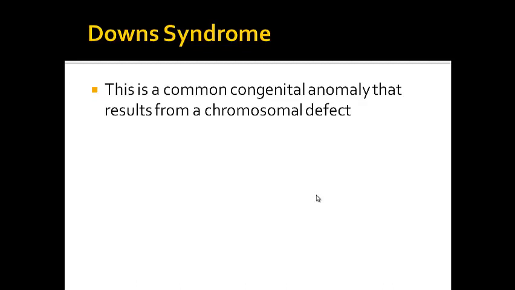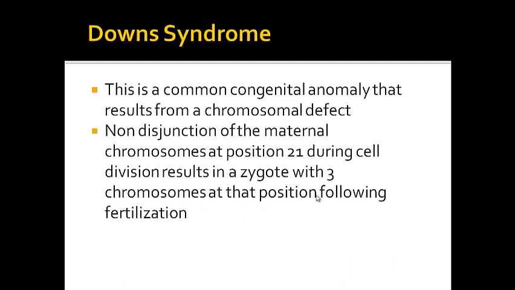Down syndrome is a congenital anomaly that results from a chromosomal defect. Okay, so it's one of the congenital abnormalities caused by a problem with the chromosomes. What happens is something called non-disjunction of the maternal chromosomes at position 21. Now, you know that the chromosomes are set out in pairs in certain positions from 1 until 23. Okay, and since there are 2 copies, there's going to be 46 chromosomes.